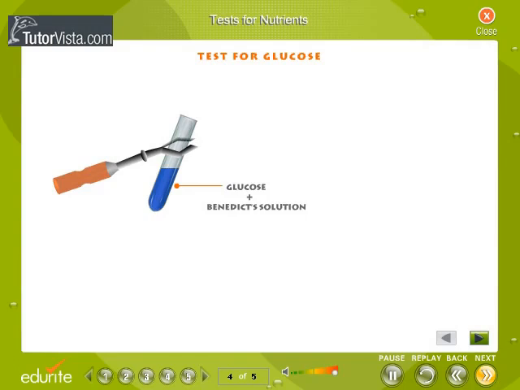Tests for nutrients. Test for glucose. When a mixture of glucose and Benedict solution is heated, the color of the solution undergoes change from transparent blue to blue-green and finally brick red. Formation of red precipitate indicates presence of glucose.